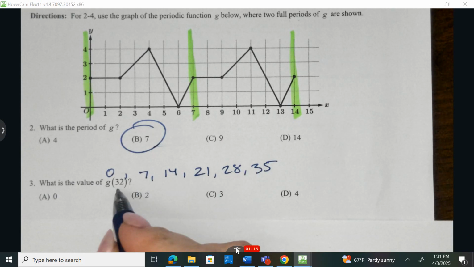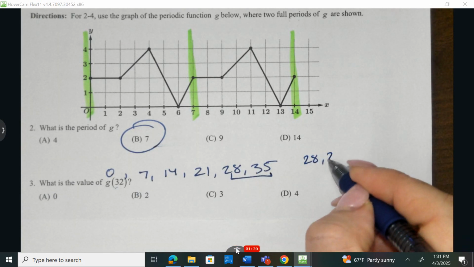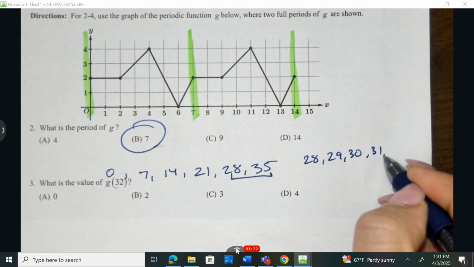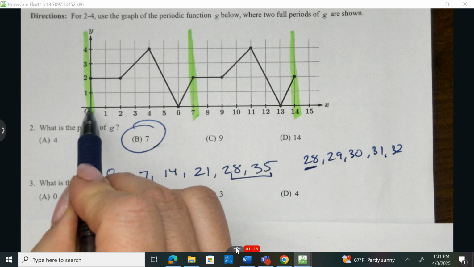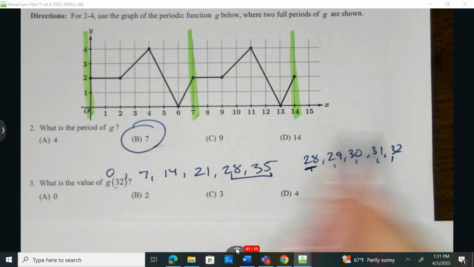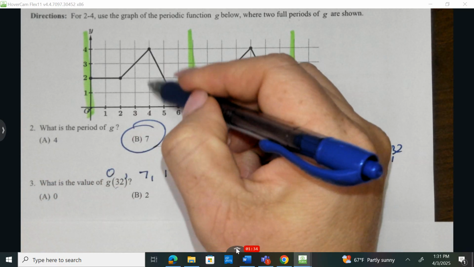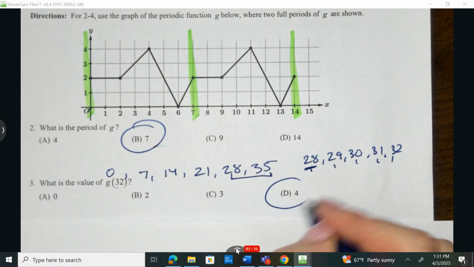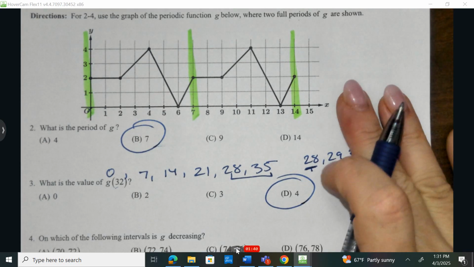All right, now 32. 32 is, so 28, 29, 30, 31, and 32. So this is the initial one, right? This is our 0. And so this is 0, 1, 2, 3, 4. So I'm going to go 4 over here, 0, 1, 2, 3, 4, and it should be an output value of 4. The correct answer is D.